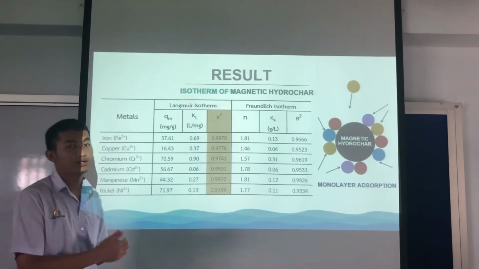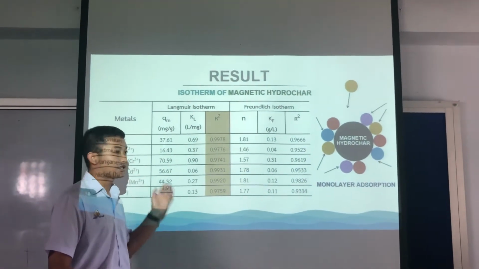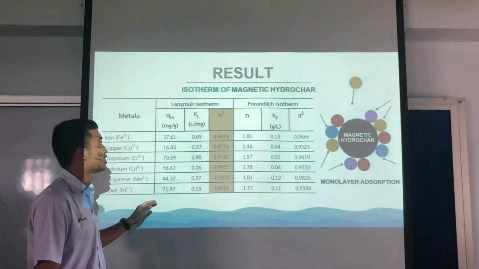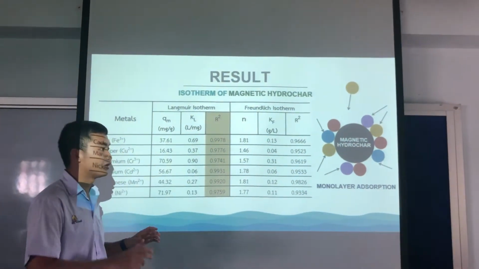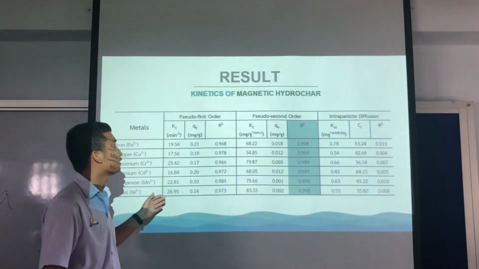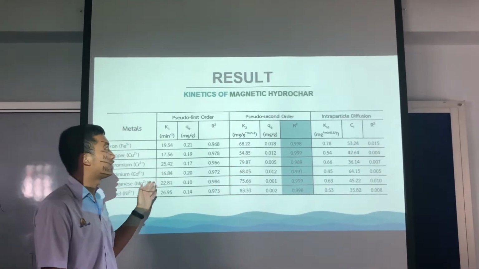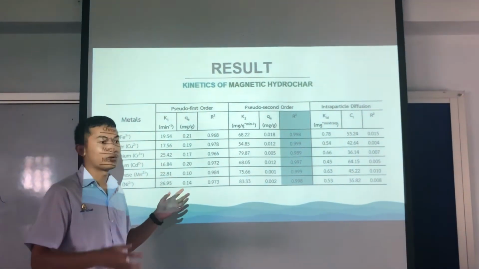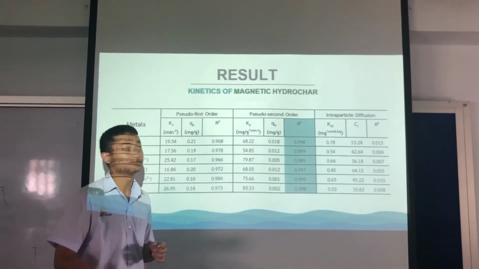Since the magnetic hydrochar is a new adsorbent, we have to check the mechanism of adsorption. First we checked the isotherm. We found that our magnetic hydrochar follows a linear isotherm, which means the heavy metal ions will attach on the surface of the magnetic hydrochar in only one layer. Next we checked the kinetics, and we found that it is pseudo second order, which means the speed of adsorption depends on the adsorption rate.